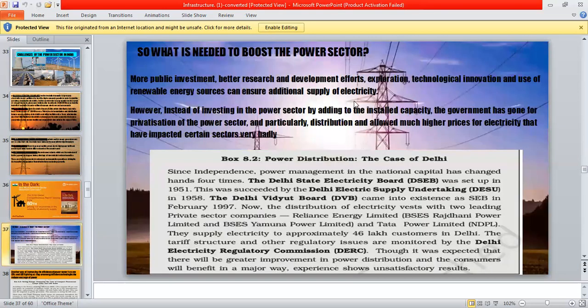So what needs to be done in the power sector? It is very important that there is, number one, more public investment, better R&D efforts, technological innovations, and use of alternative energy sources, which can ensure additional supply of electricity. Now, it is found that the Delhi State Electricity Board was set up in 1951. This was succeeded by DESU, then later by DVB, and now you have two companies and the Delhi Electricity Regulatory Commission, which shows satisfactory results.